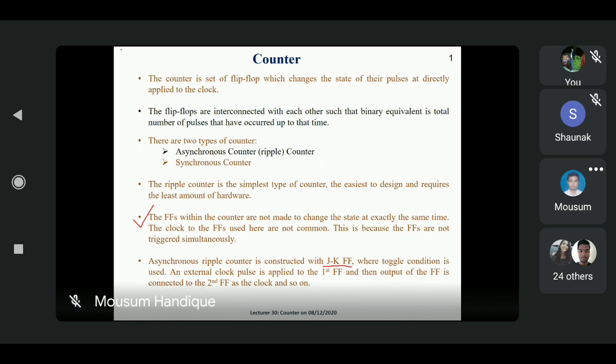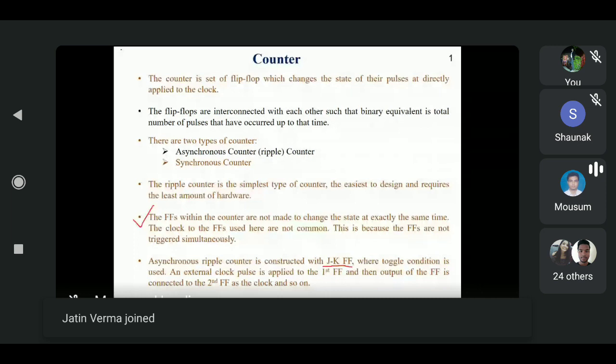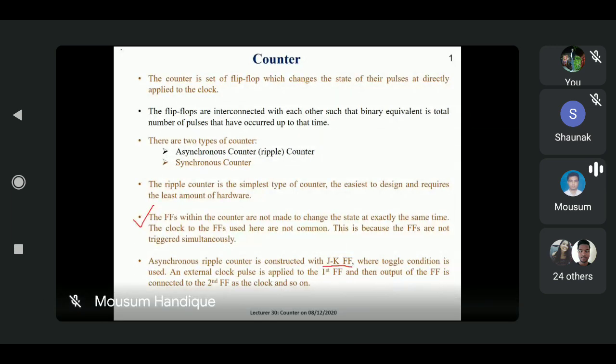When 0 and 1 occur, we can apply the clock pulse: one time it is 0, one time it is 1, one time 0, one time 1. For that particular purpose we are using the JK flip-flop. So when designing the asynchronous ripple counter, we use the JK flip-flop because toggle conditions appear in it. An external clock pulse is applied to the first flip-flop, then the output of the flip-flop is connected to the second flip-flop as the clock, and so on.